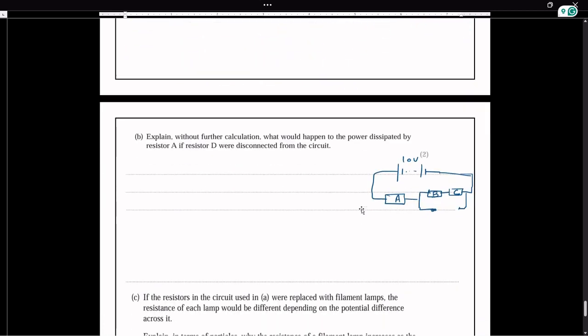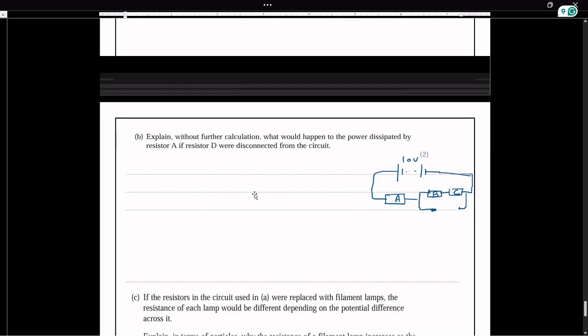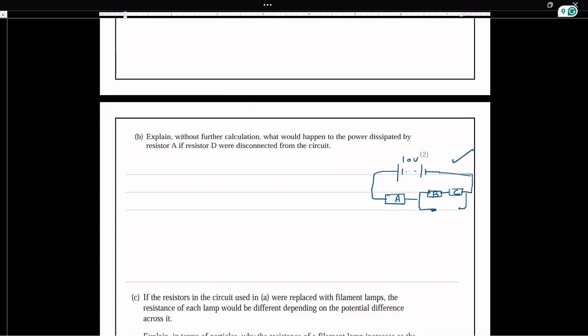Now the next part of the question is: explain without further calculation what would happen to the power dissipated by the resistance A if resistor D were disconnected from the circuit. To save time, I have already done it here. There was another resistor D, it is removed from there. Now the circuit looks like this. Explain without further calculation. So when D is removed, what is happening?